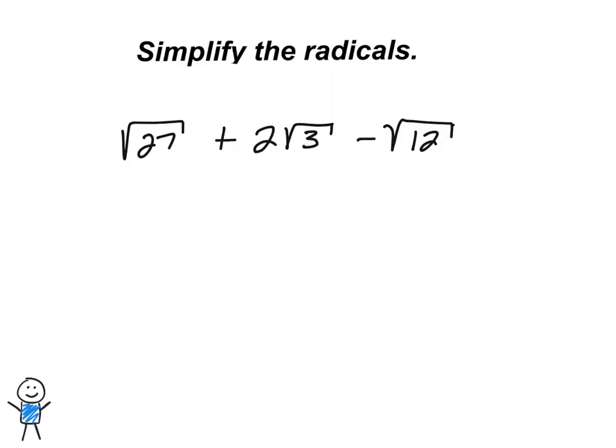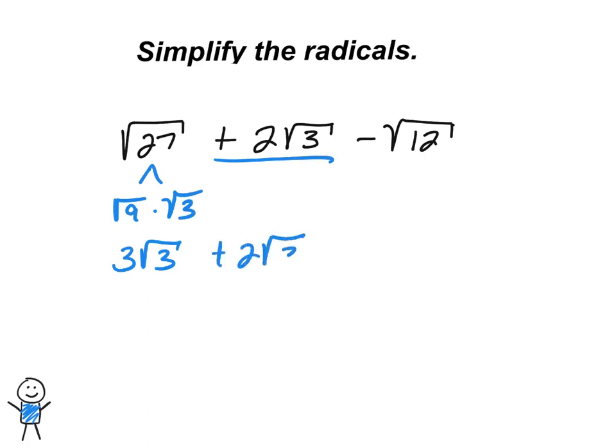The square root of 27 can be broken down into the square root of 9 times the square root of 3, because 9 times 3 is 27. And I can actually take the square root of 9. This simplifies to 3 root 3. The next term, 2 times root 3, cannot be simplified anymore, so I'm going to bring it down: 2 times root 3.